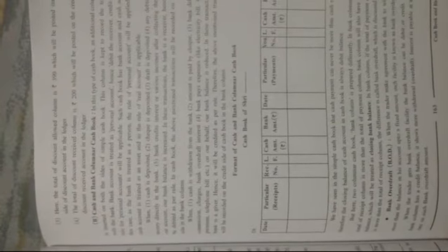Now let's start with the second type of two columnar cash book, that is the cash and bank columnar cash book. In the first one there was cash and discount, so the discount column was involved. In this type, two types of columns are given, that is cash and bank. So now let's discuss in detail.